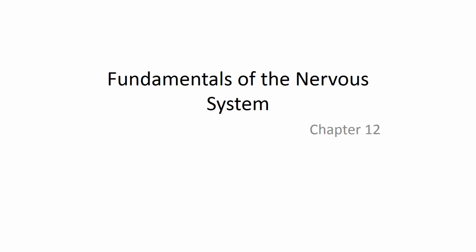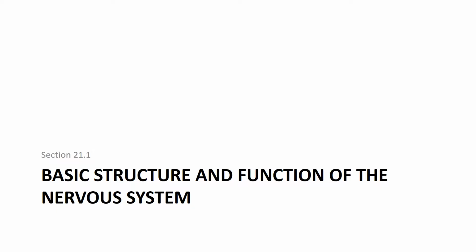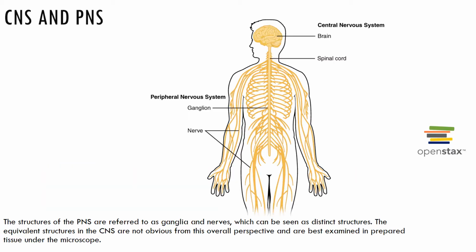Now we will examine some of the fundamentals of the nervous system by looking at the nervous system and neural tissue. First, let's look at the basic structure and function of the nervous system. The divisions of the nervous system include the central nervous system, which is composed of the brain and spinal cord.